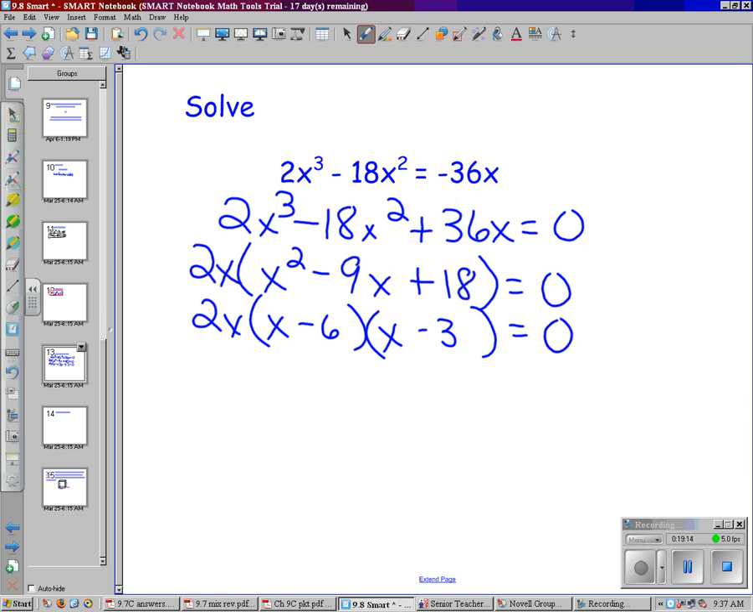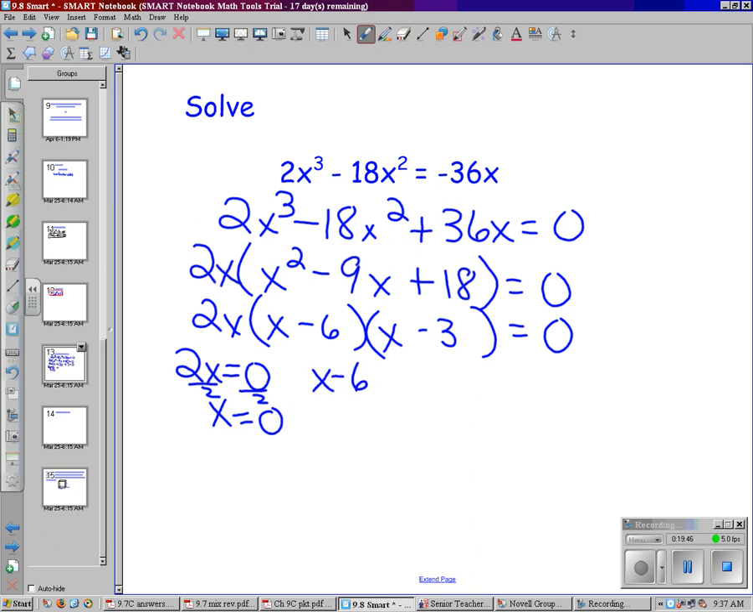And have I factored them all the way? Yes, I factored them all the way. That was my question. Now what do we still need to do? Solve. So what are we going to take care of? Here's a variable. Do I get to throw away that too? No, there's a variable there. What's 0 divided by 2? 0. So 0 is one of my answers.